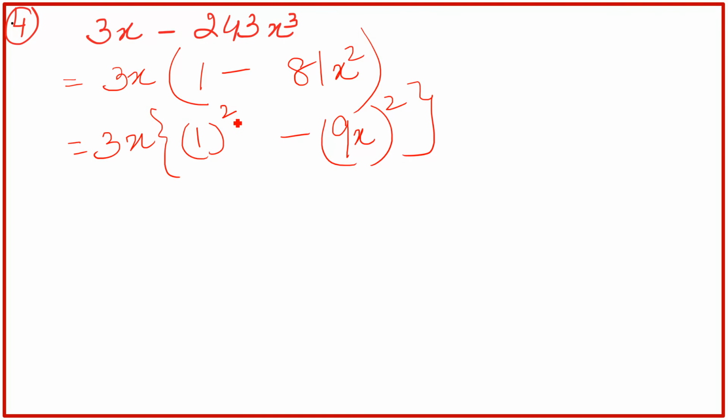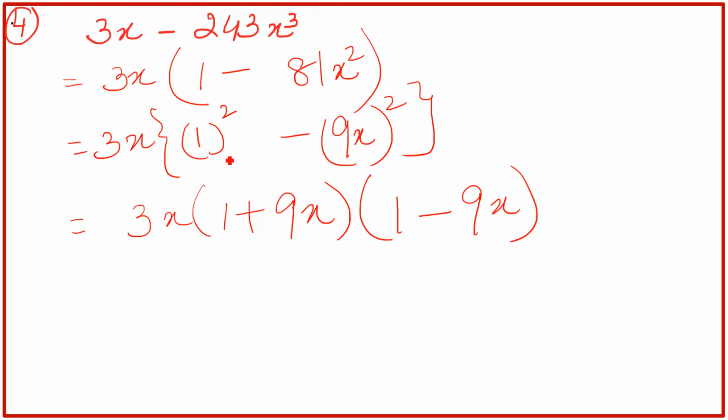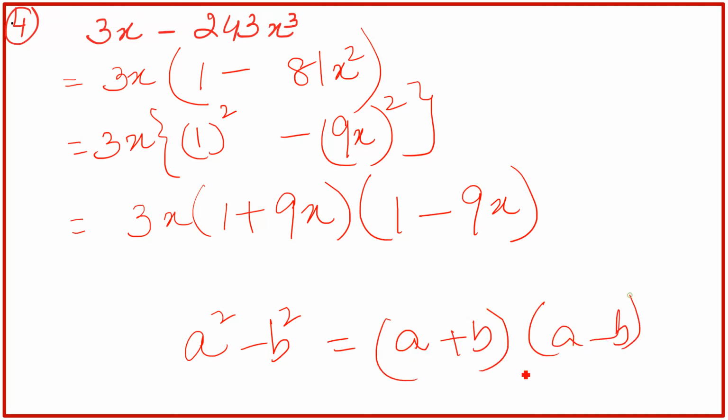So again it is a square minus b square. So one time we will write 1 plus 9x, one time 1 minus 9x. You only have to write whatever is inside the parenthesis, not the exponent. 3x we have taken as common. 1 plus 9x, 1 minus 9x. Which formula have we used? a square minus b square. One time positive, one time negative.